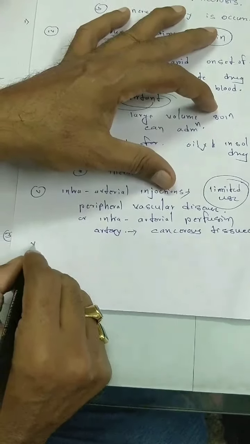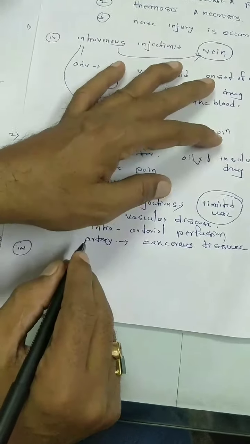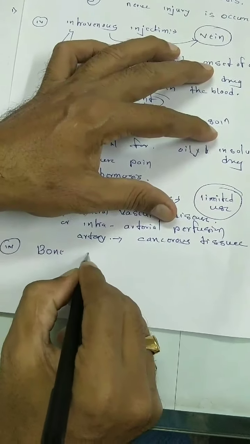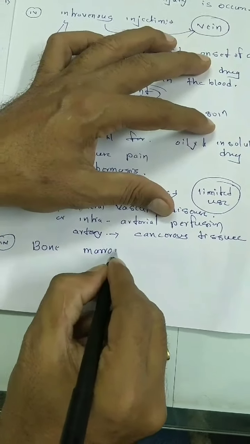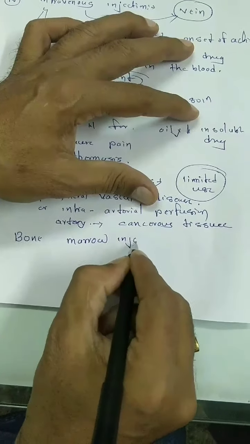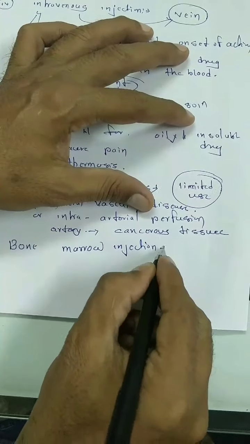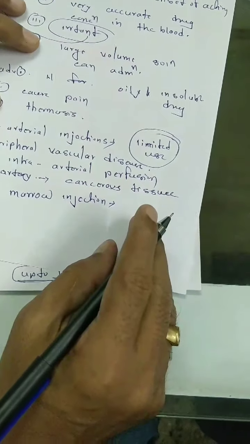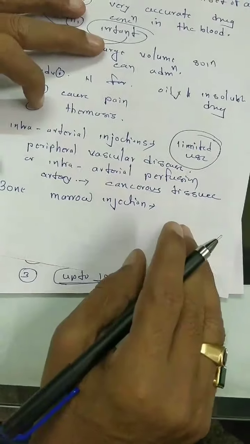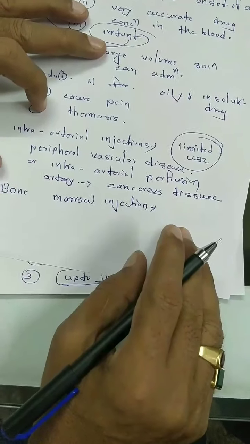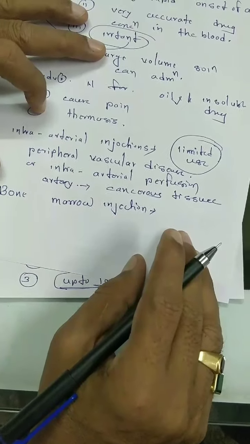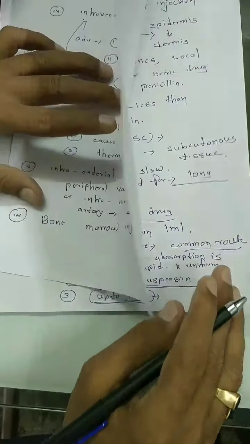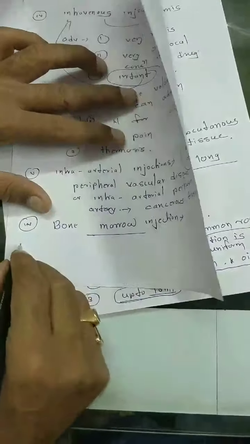Next should be bone marrow injection. Bone marrow. So many pictures you can see. The actors suffer from bone marrow cancer. Drug can be given directly into the bone marrow.